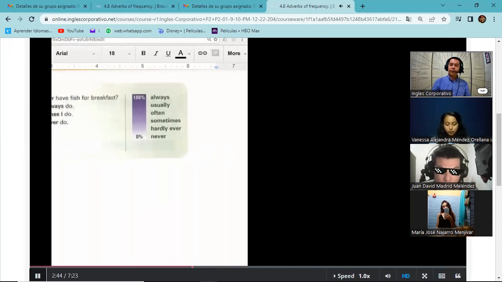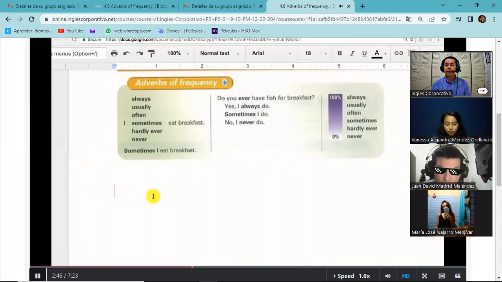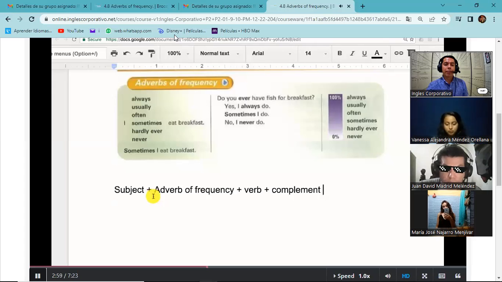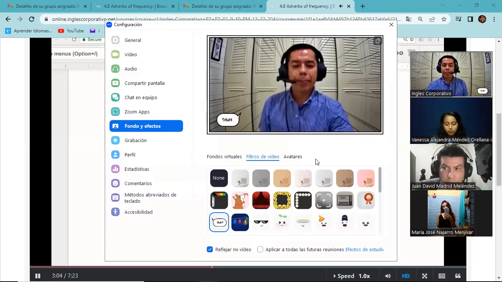Next, I would like to explain how to use them and in which order to use them. Typically, we will use adverbs of frequency after the pronoun or subject. We can follow this formula. Subject plus adverb of frequency plus the verb plus some kind of complement. Let's analyze a couple of examples.